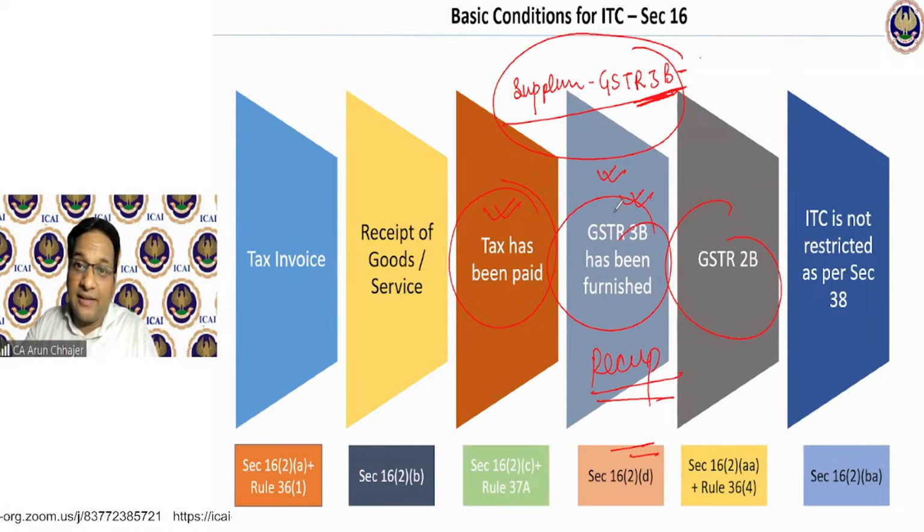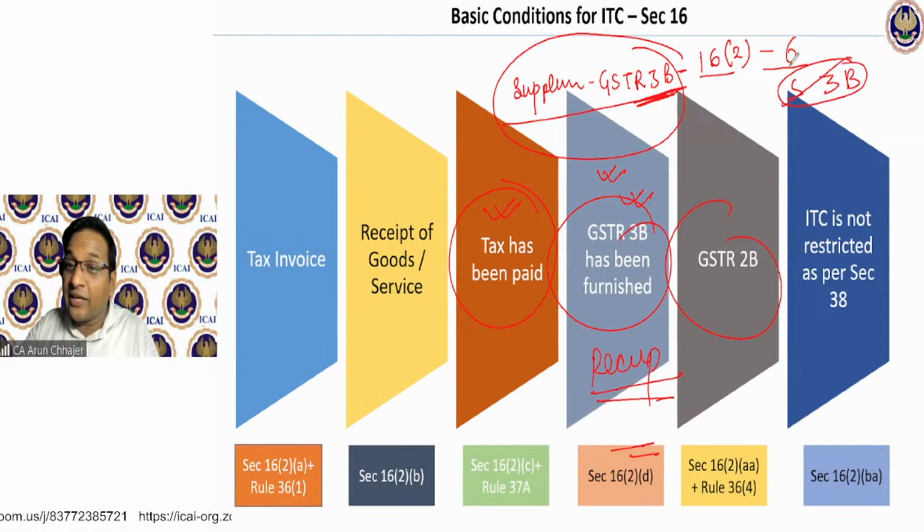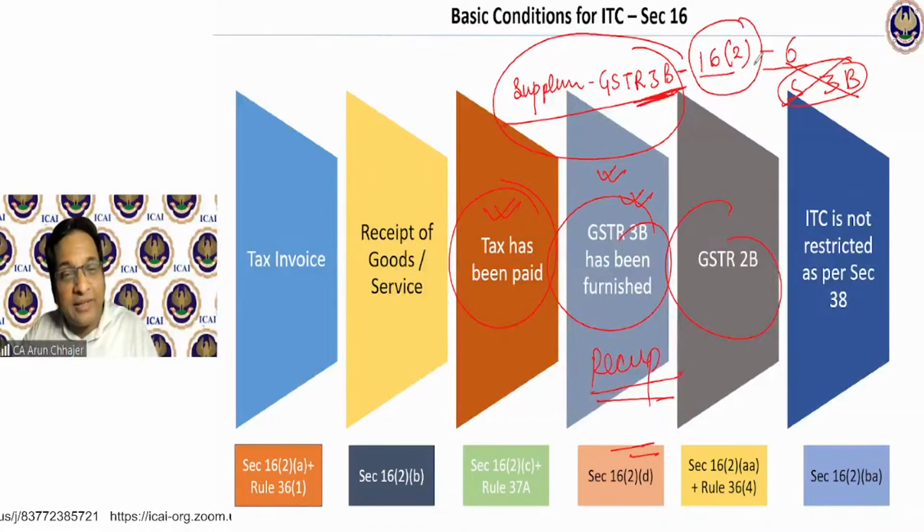See, if I am talking about 16 subsection 2, there are six conditions, and out of the six conditions, none is with respect to the supplier's GSTR 3B. So my point is, I agree that in 16(2) it is not written. Can you tell me whether anywhere else it talks about the supplier's GSTR 3B? Specifically the supplier's GSTR 3B?